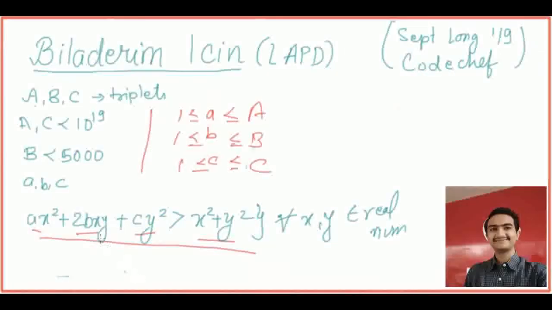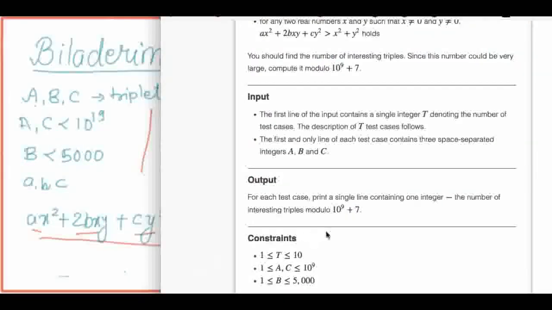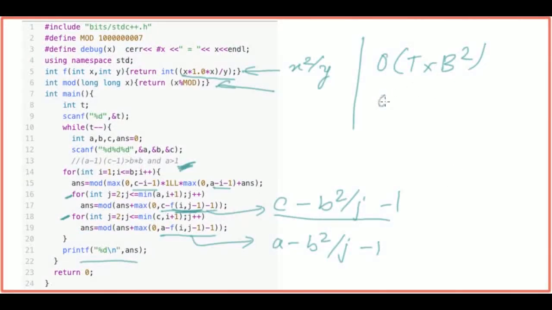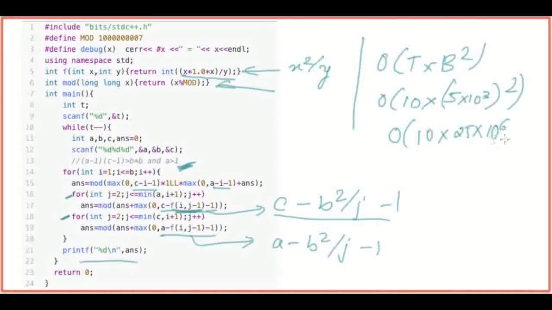Here if you see the test cases, what was the test case limit? The test case limit was only 10. So order of 10 into b square is 5000, so 5 into 10 to the power 3 whole square, that is order of 10 into 25 into 10 to the power 6. So almost order of 10 to the power 8, almost.